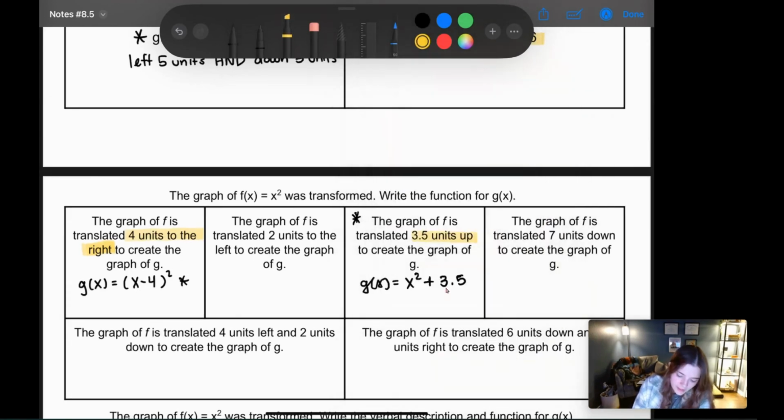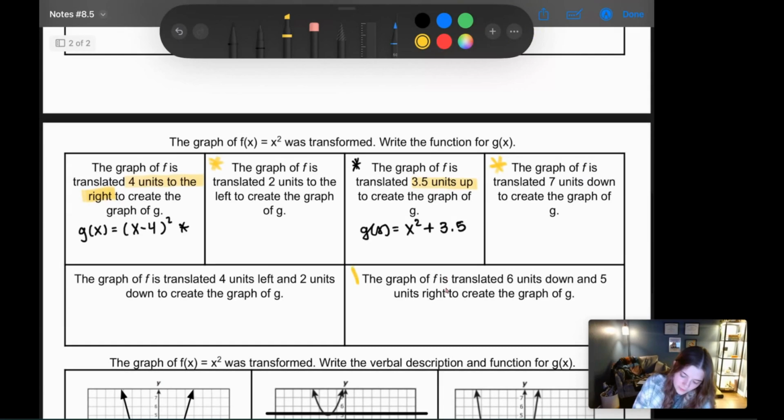You are going to try this one and this one on your own, and I want you to try this one on your own. Okay, but let's look at this one together.